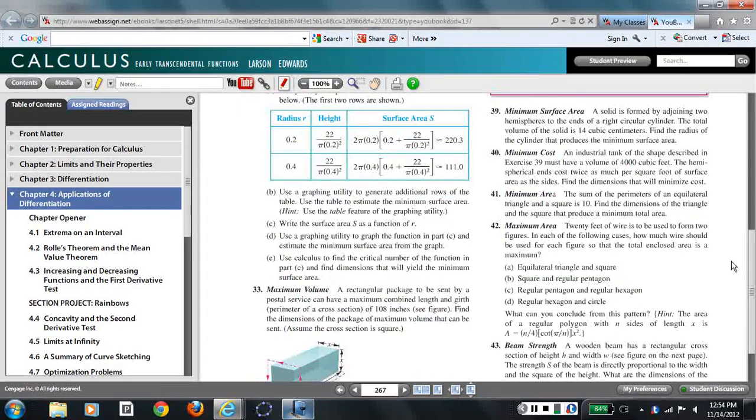What about 39? Does 39 look good? A solid is formed by adjoining two hemispheres to the end of a right circular cylinder. Oh, we went there and did that, huh? That's probably not a good one. No. What about 41? The sum of the perimeters of an equilateral triangle and a square is 10. Find the dimensions of the triangle and the square that produce the minimum total area. What do you think? Why not.